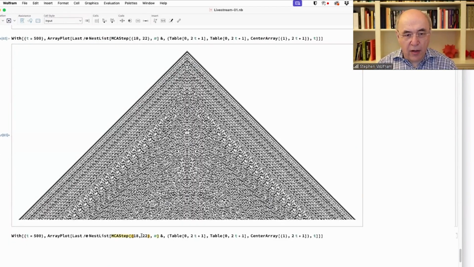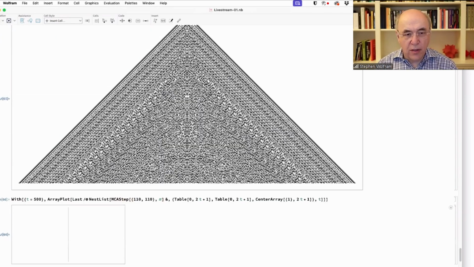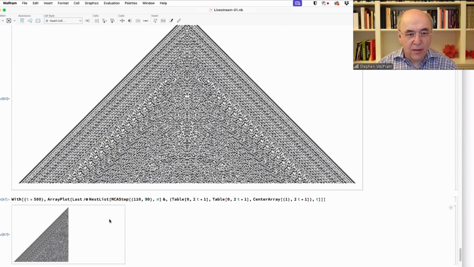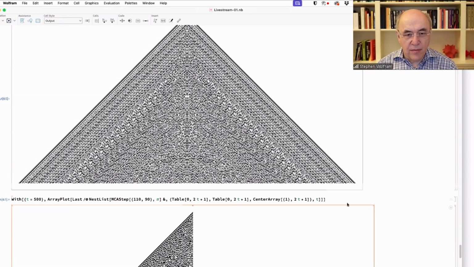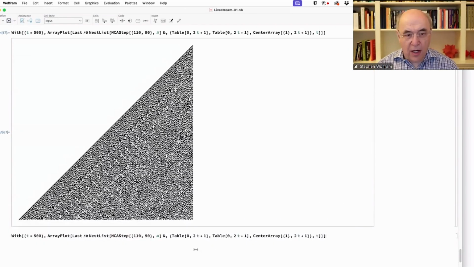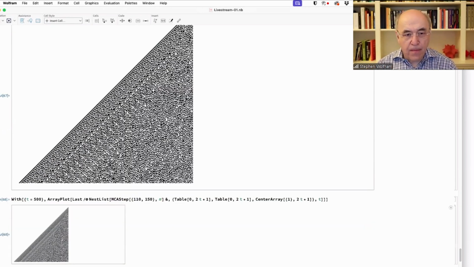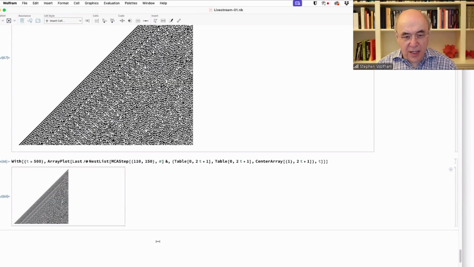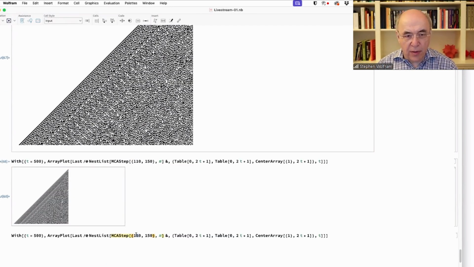Let's try, how about rule 110 with itself, first of all? Ha, practically nothing. How about rule 110 with rule 90? Well, that's weird. That's kind of random looking behavior there. How about rule 110 with rule 150? Same kind of thing. I almost don't feel like saving that one. How about if we do it the other way around, rule 150 with rule 110?